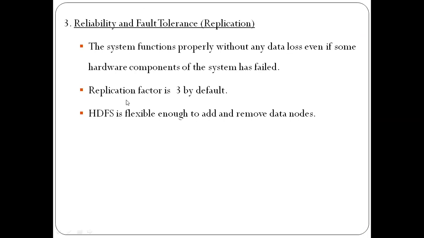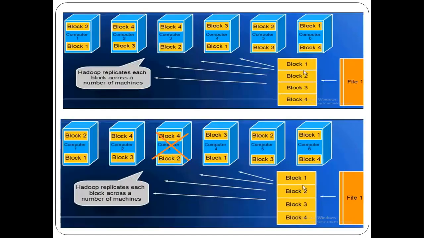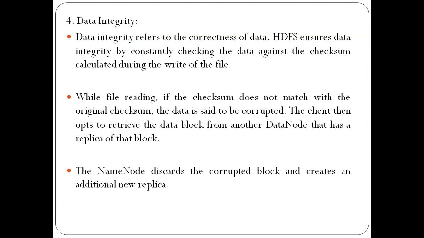Okay, the replication factor is 3 by default in HDFS. HDFS is flexible enough to add and remove data nodes. So even if any data node fails, HDFS is very flexible to add any extra data nodes. Clear? The next feature is data integrity.